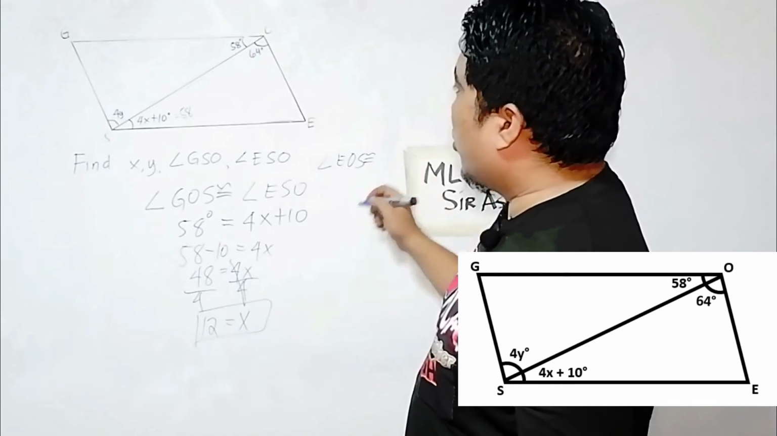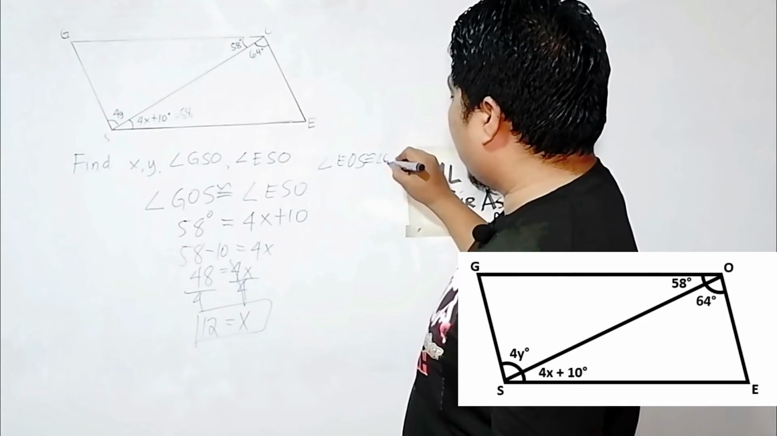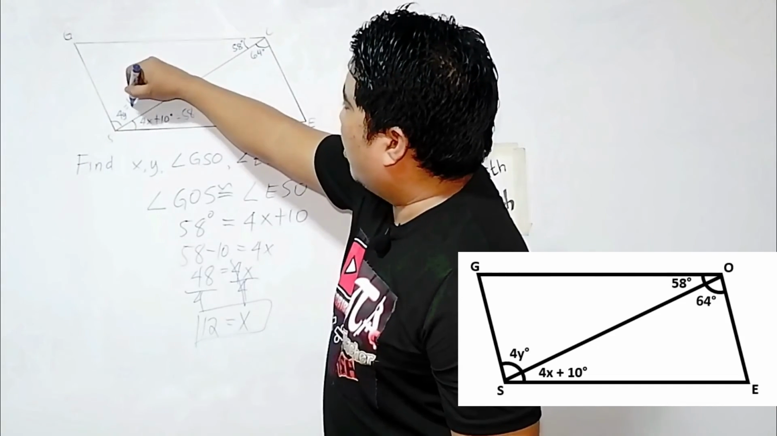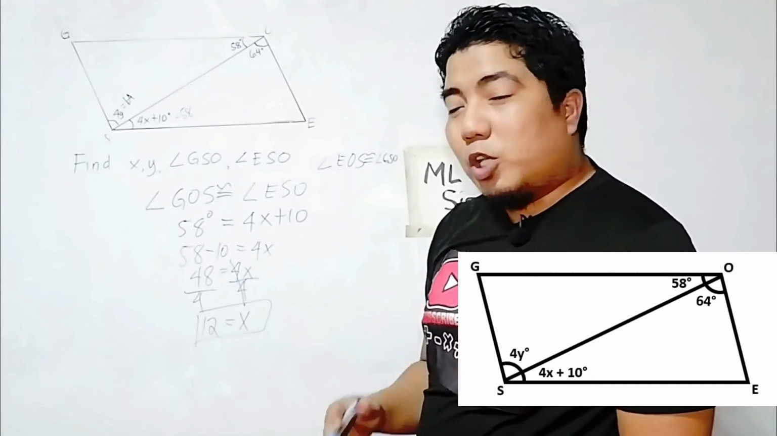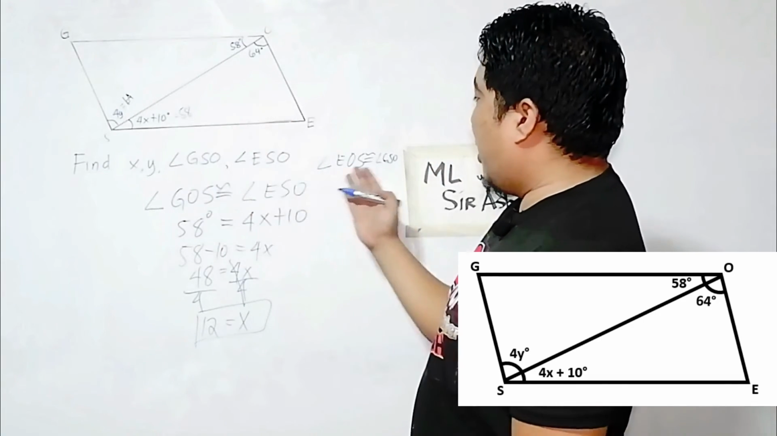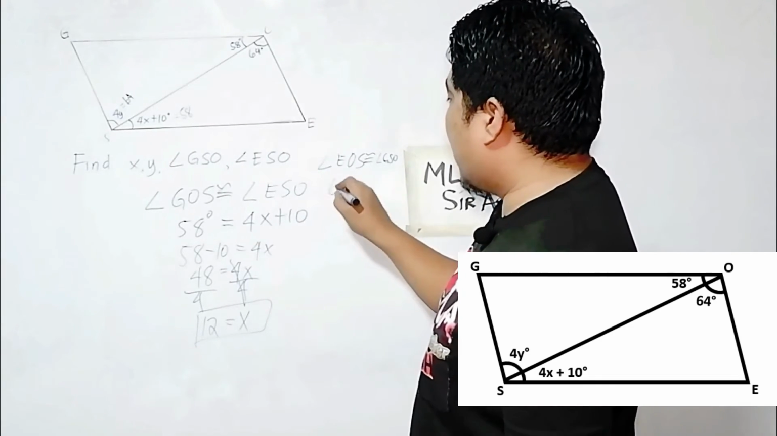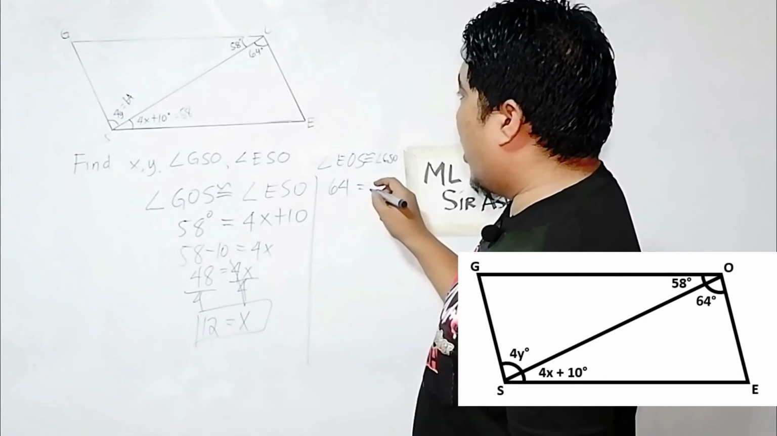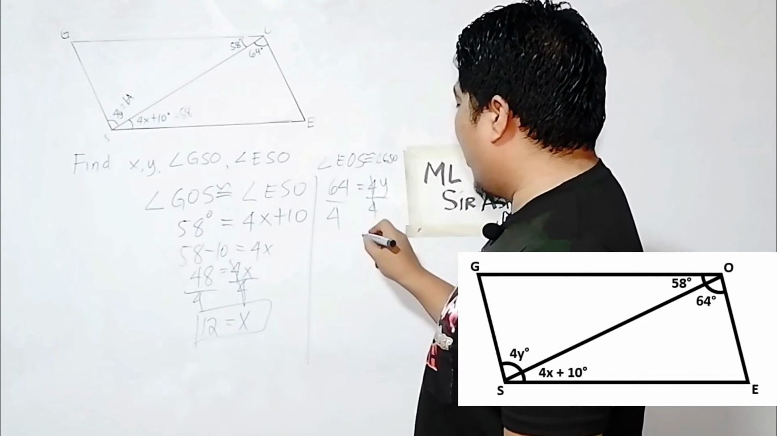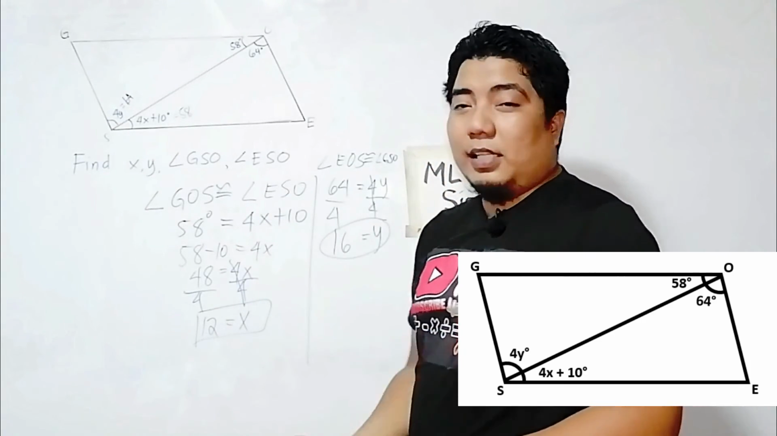Now, having said that, we can also say that our angle EOS is also congruent, this is the one, to our angle GSO. Of course, we can say that this angle is equal to 64. But the question is, what is the value of our y? Now, by doing that, we can use the given expressions and the given values. So we have 64 is equal to 4y. Dividing both sides by 4, we will have the value of y as 16 because 16 times 4 is 64.